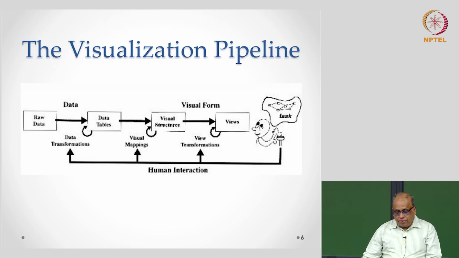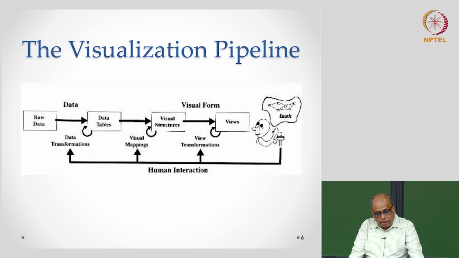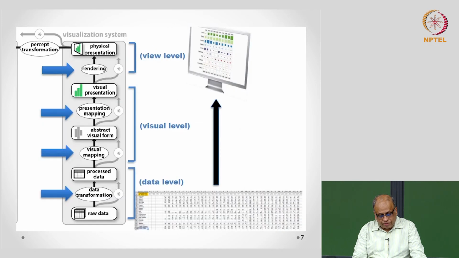So we have seen this before. From the raw data, you have data tables, then visual structures, then views, and the user can use various kinds of interaction. They can change the data itself, for example by filtering. They can change the mapping between the data tables and the visualization, for example moving from a node and link tree layout to a tree map layout, or they can change the mapping so we use different colors to represent different things and so on.